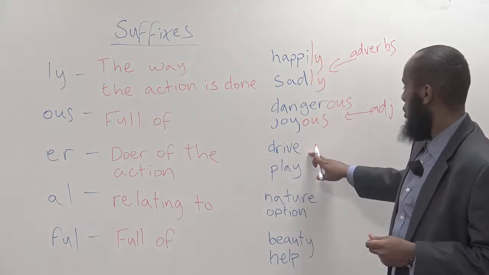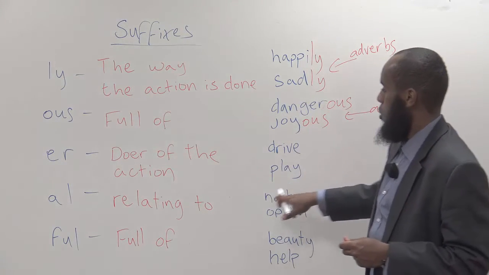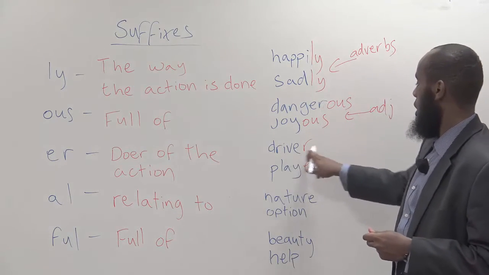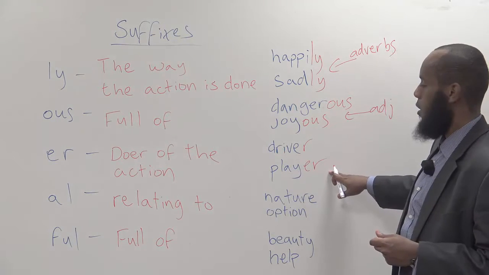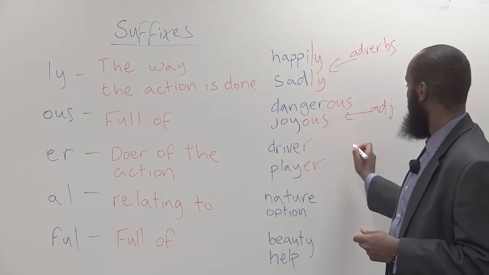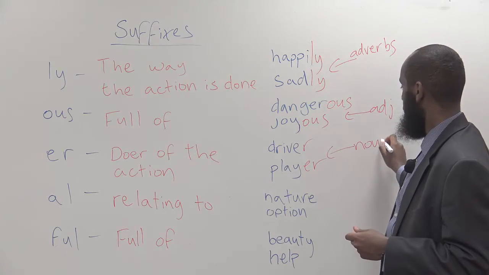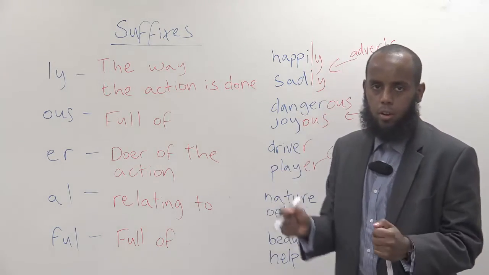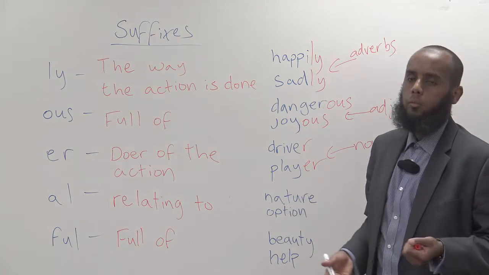We have two verbs, drive and play. We will add er at the end. Er, driver and player. So now they became nouns and they describe the doer of the action. The driver or the player playing football.